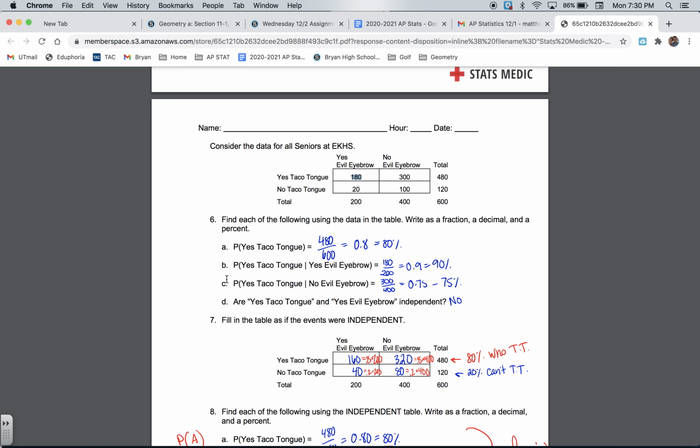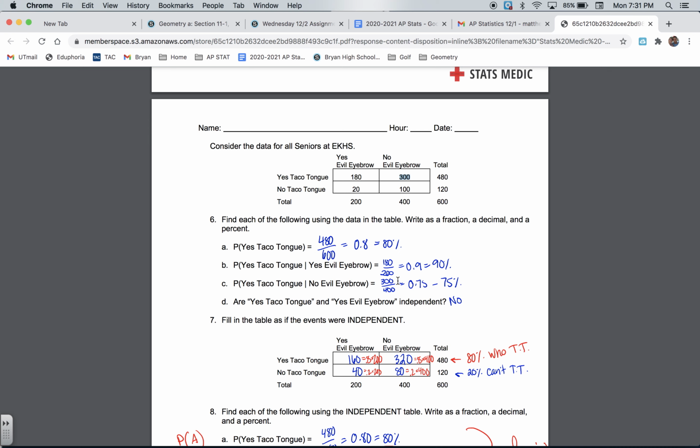All right, C, what's the probability that you can do taco tongue given, so the bar again, given that no evil eyebrow? All right, so I'm in the world of being a no for evil eyebrow. So in the world of no evil eyebrow is 400 people. And in that world, 300 of those 400 people can, yes, do a taco tongue, which is 75%.